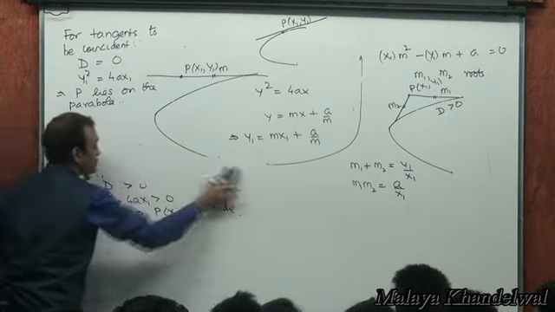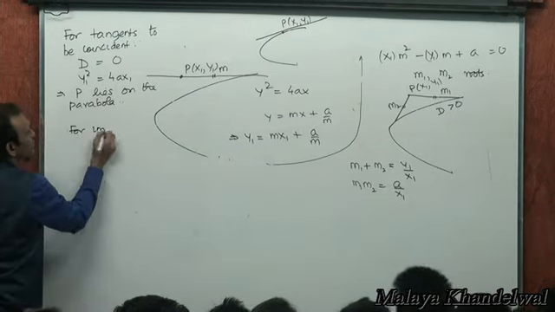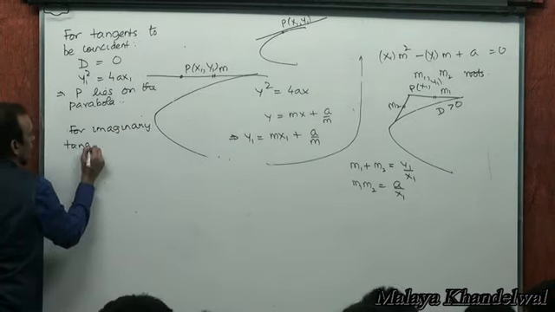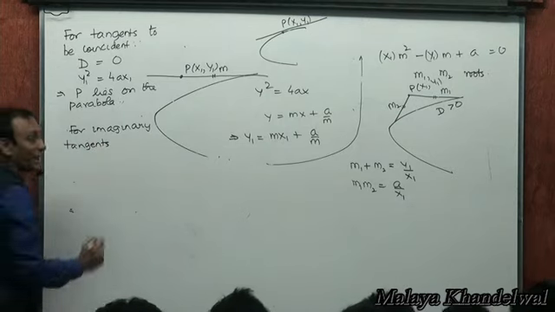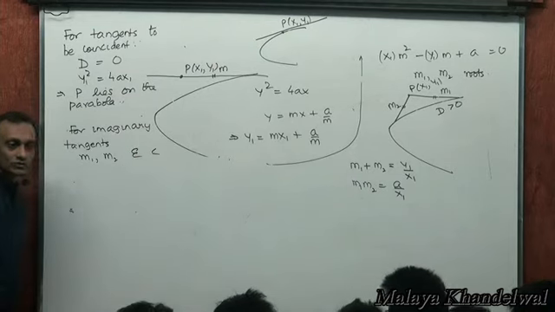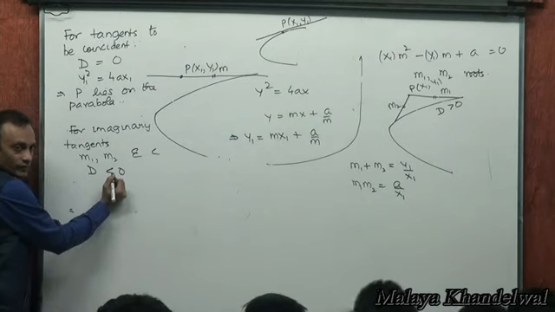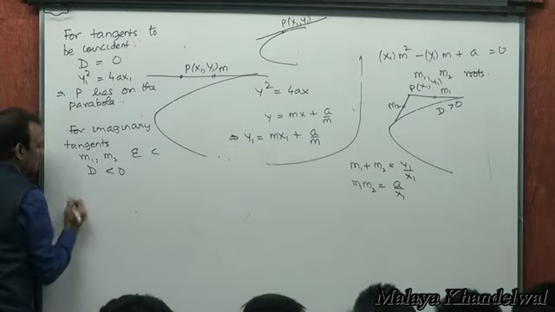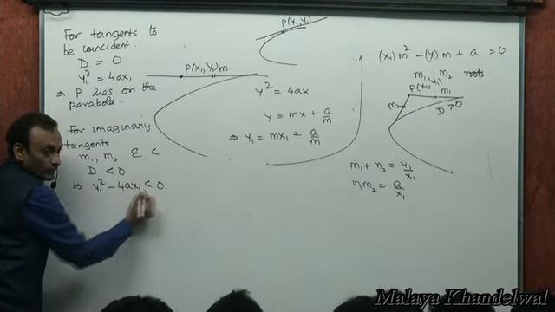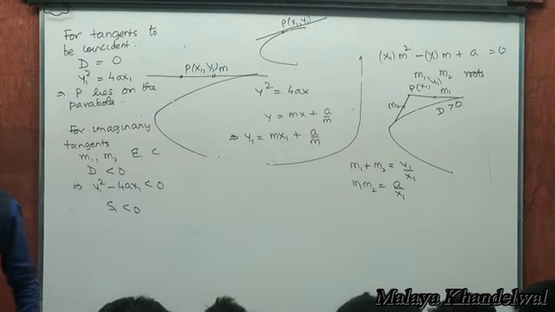For tangents to be imaginary, that means non-real, m1 and m2 must be imaginary, must be complex. The roots of this must be non-real. That means the discriminant must be less than 0, right? And the discriminant of that quadratic being less than 0 really means y1 squared minus 4a x1 less than 0. That means S1 less than 0. That means x1, y1 must be inside the parabola.